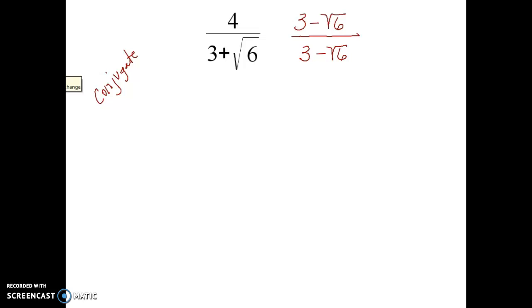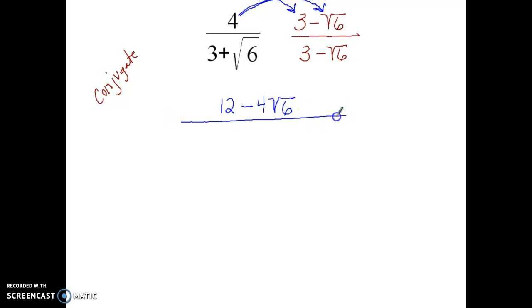So now let's take a look at the top of this. When I multiply these terms together, I'm actually using the distributive property. I need to multiply 4 to both of these. So 4 times 3 is 12. 4 times square root of 6 remains as 4 square roots of 6. The 4 is not under square root, so I can't multiply it directly to the 6.